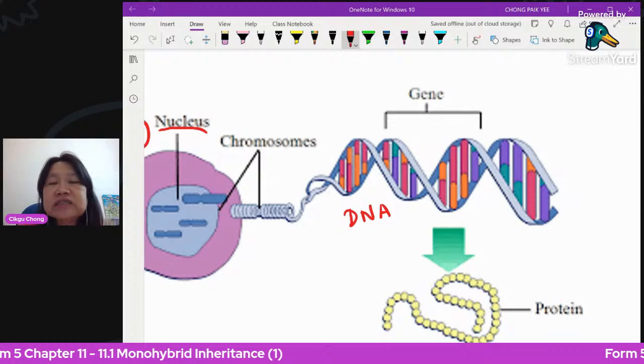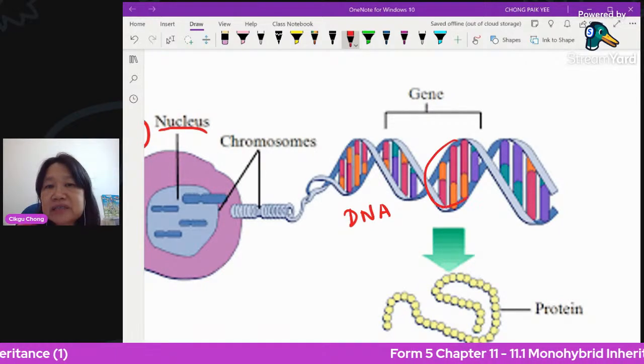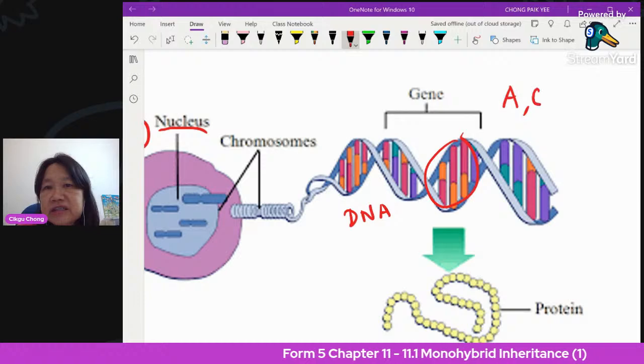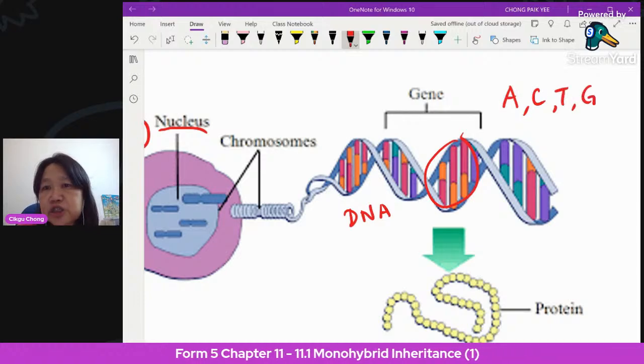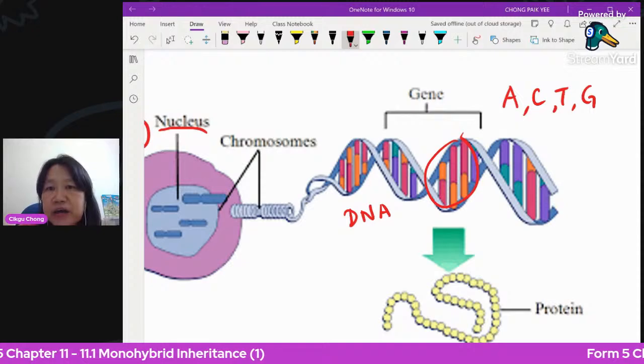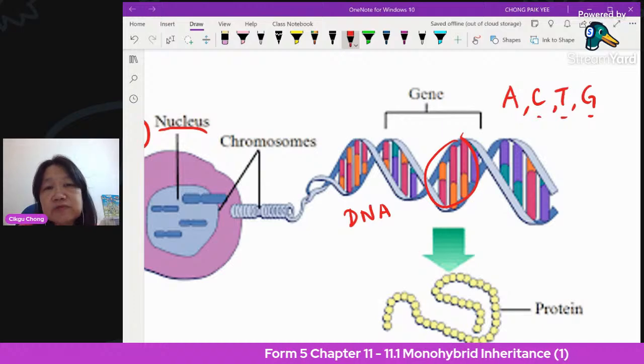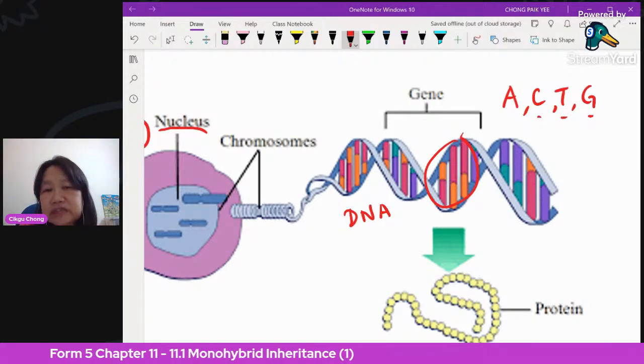Your genes are actually determined by the nitrogenous bases. Remember all these bases here? You have your A, C, T and G. These are called the nitrogenous bases. A stands for adenine, C is for cytosine, T is for thymine, and G is for guanine. These are the nitrogenous bases in the molecule of your DNA.